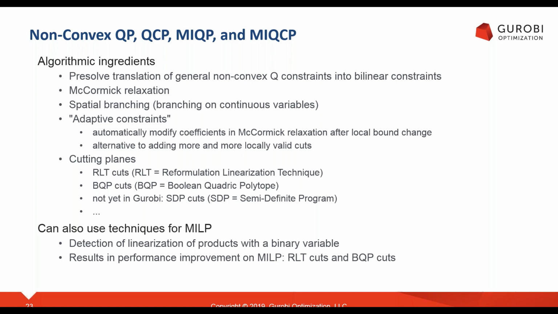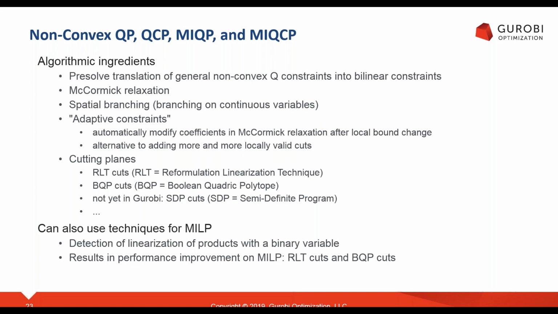We really change the coefficients of the existing constraints in the linear programming relaxation. Okay, so as a summary, the algorithmic ingredients that we need for being able to solve non-convex MIQCPs to global optimality are that in pre-solve we translate general non-convex Q constraints into bilinear constraints. Then we add the McCormick relaxation to have an LP relaxation of those constraints. Then we need to be able to branch on continuous variables. So that is the so-called spatial branching. Then we have these adaptive constraints to change the coefficients locally.